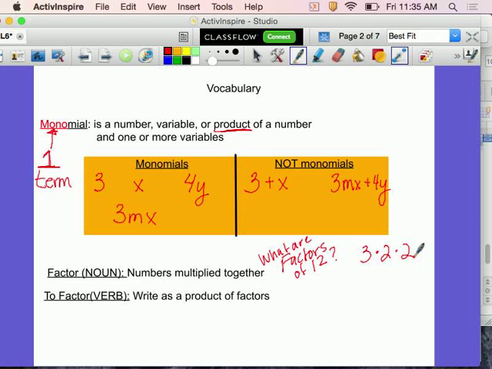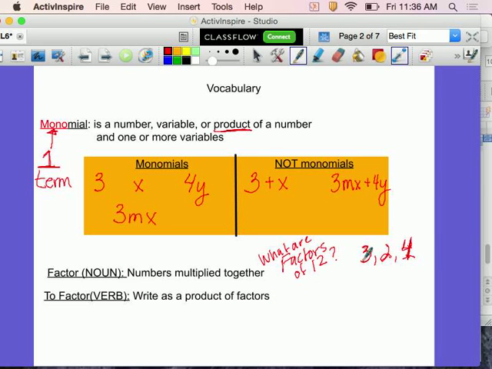Those are the factors. Okay? To factor, as a verb, is to write the product of the factors. So I kind of did that. I guess I can list the factors, is what I maybe should have done up here: 3, 2, and 4. There we go. And then if I was actually factoring using the verb, it's writing the product of the factors.